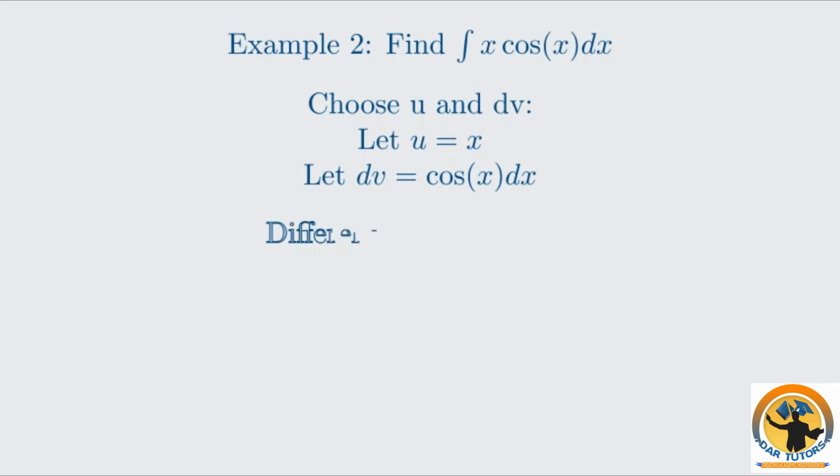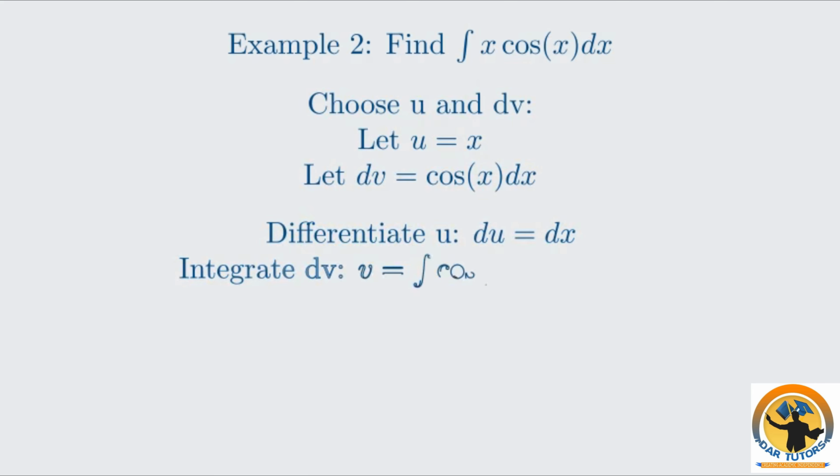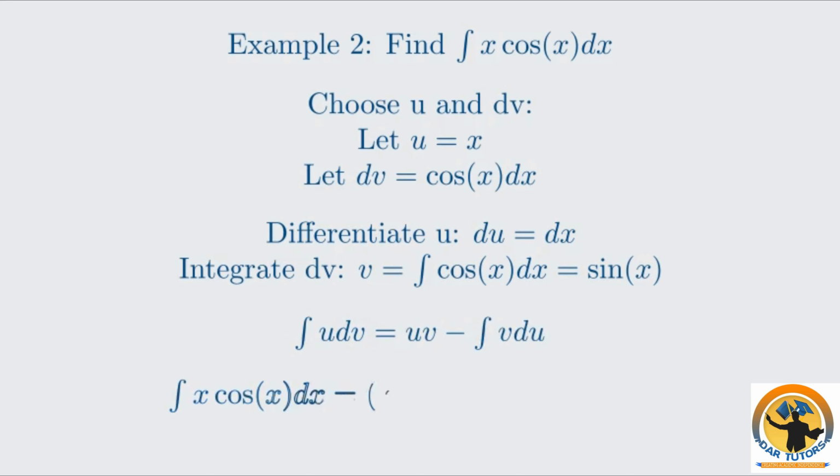The derivative of u equals x is du equals dx. The integral of dv equals cosine of x dx is v equals sine of x. Substitute these into the integration by parts formula. The integral of u dv is equal to u times v, which is x times sine of x, minus the integral of v du, which is sine of x times dx.